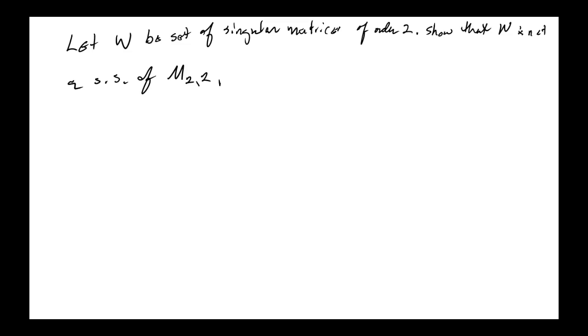So it says that W be a set of singular matrices of order 2. Show that W is not a subspace of M22 with standard operations. Now, to show that something is not, all you really have to do is come up with one example that would not be true. It's sort of hard to show that all examples aren't true because some may be, but you just have to come up with at least one that isn't.